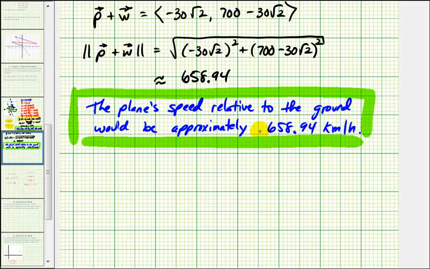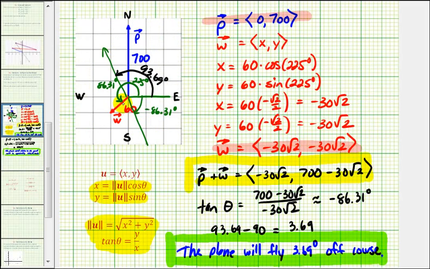So if we go back and take a look at the vectors just for a moment, because of the direction of the red vector, we can see that it should slow the plane down, and that's why the relative speed is less than 700 kilometers per hour. And also the wind blowing in this direction would make the plane fly slightly west of due north, and that's why the plane is flying approximately 3.69 degrees off course into quadrant 2. Okay, I hope this explanation was helpful.